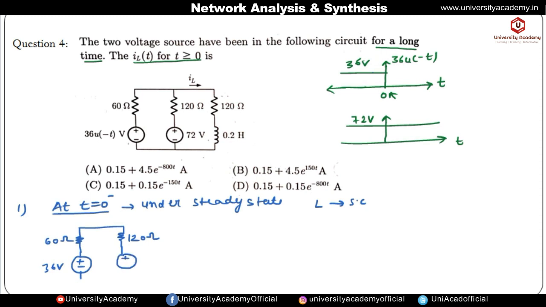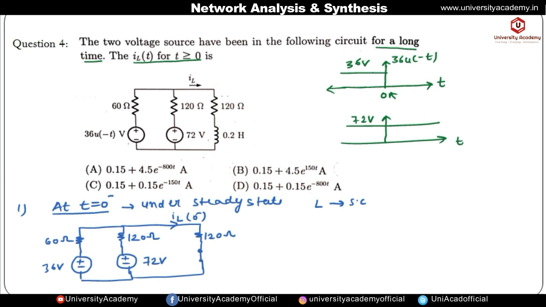Here this is the 72 volt voltage source. Okay, this is also present in the circuit. Now this is 120 ohm. Under the steady state, this inductor will become a short circuit. So the current which is flowing is, suppose, I of L at t equal to 0 negative. So we have to find the value of this.